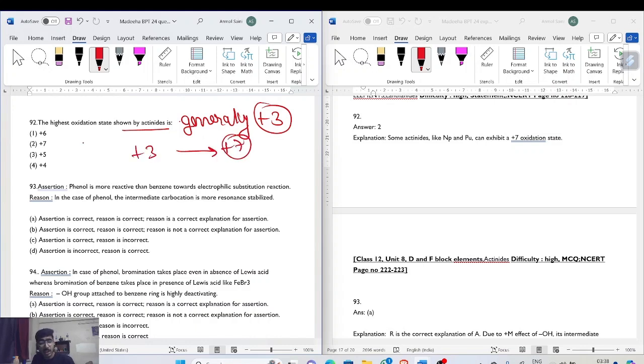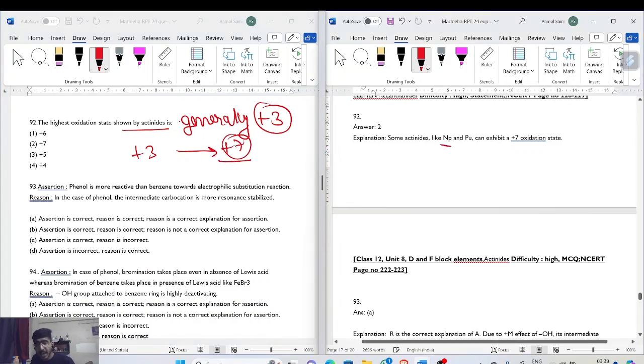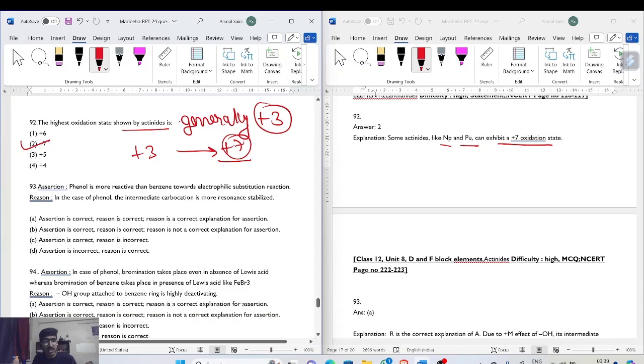Okay, so the highest oxidation state shown by them is +7, which can be shown by Np and Pu, and they can exhibit an oxidation state of +7. So the correct answer will be option number 2, which is +7 oxidation state.